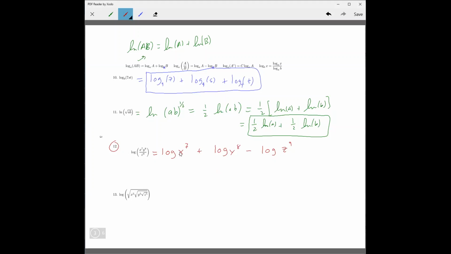So x to the 7th and y to the 8th are in the numerator, so they're plus plus. Z to the 9th is in the denominator, so that's minus. That's using these first two properties. And then we use the power rule, bringing the 7 down, the 8, and the 9 down.